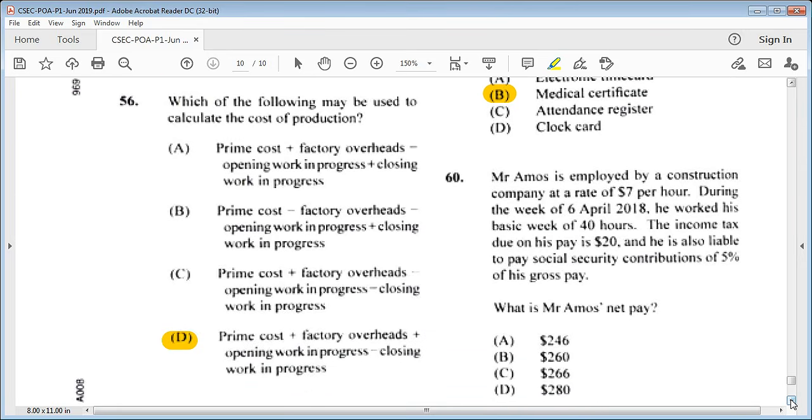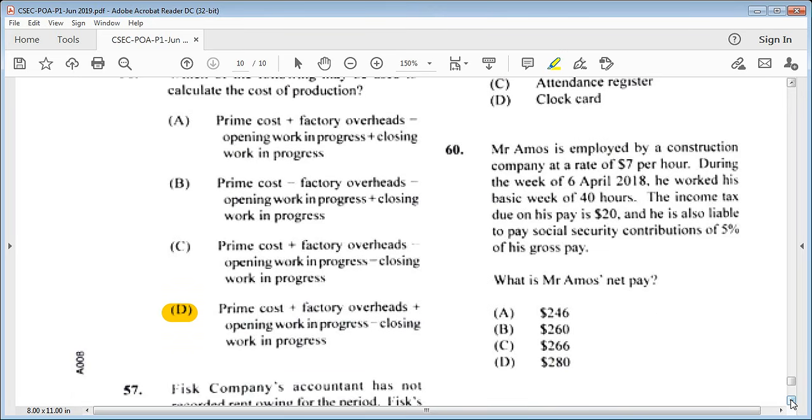60, final question says, Mr. Amos is employed by a construction company at a rate of $7 per hour. During the week of 6th of April 2018, he worked his basic week of 40 hours. The income tax due on his pay is $20 and he is also liable to pay Social Security contributions of 5% of his gross pay. What is Mr. Amos' net pay? A, $246, B, $260, C, $266, or D, $280.